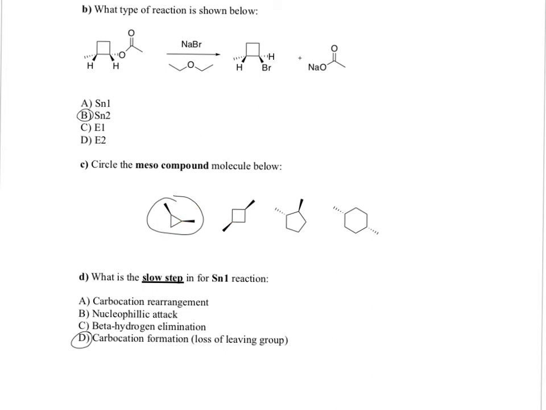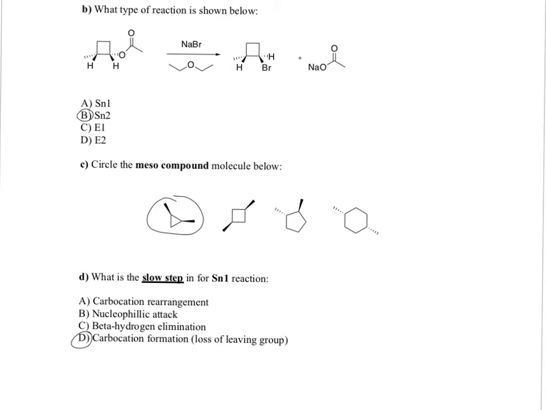This one checks all the boxes, definitely has the mirror plane. This carbon is bonded to a methyl, a hydrogen, a CH2, and a CH. So it's bonded to 4 different things. So this is the meso compound.